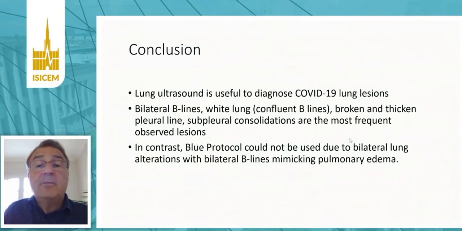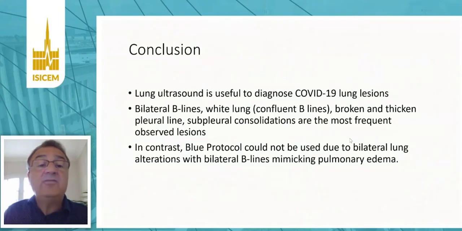But one point which is very important is to check for the pleural line, because if you do not check the pleural line, you may miss the diagnosis of COVID-19 pneumonia, and the pleural line is broken, is thickened. And behind this broken or thickened pleural line, sometimes you may have subpleural consolidation, and all these lesions are the most frequently observed lesions.